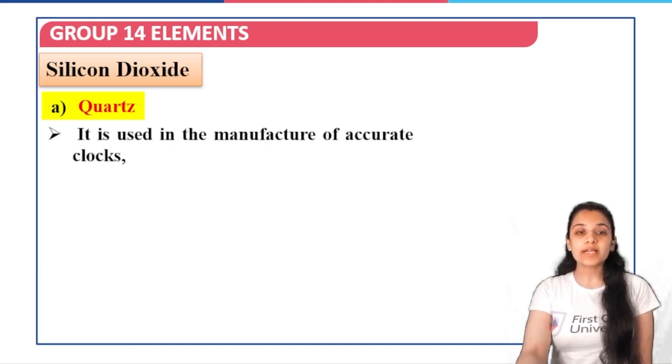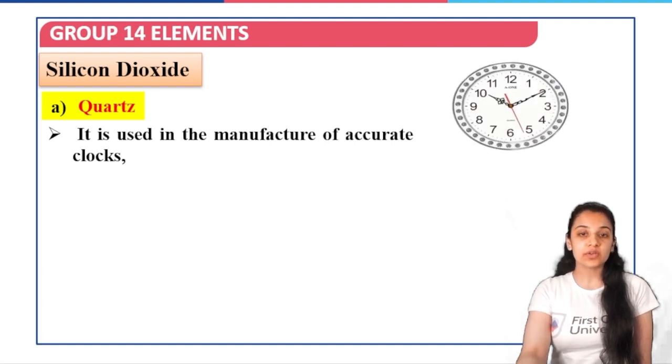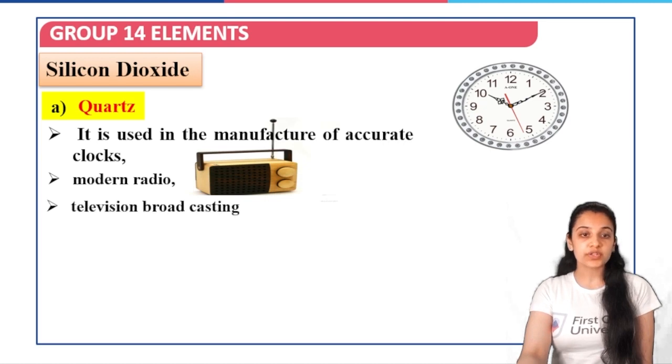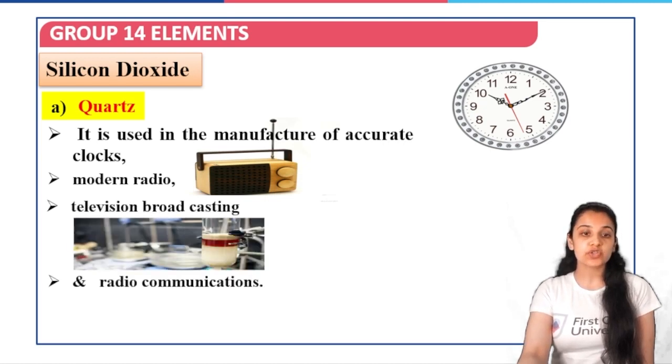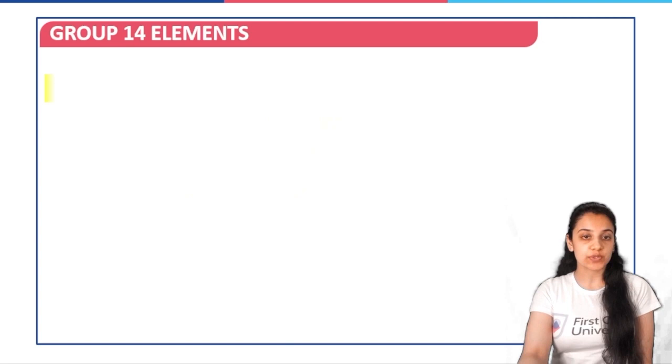When we talk about quartz, quartz is used in the manufacture of accurate clocks, quartz clocks, okay? Then in modern radio, it is used, in television broadcasting, it is used, and radio communications also.